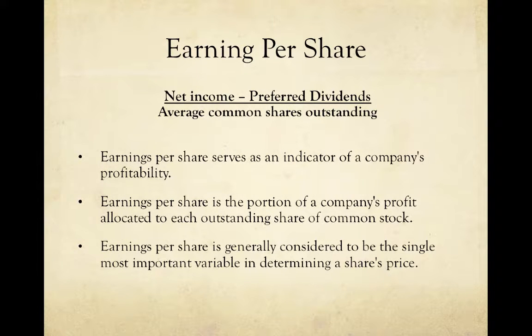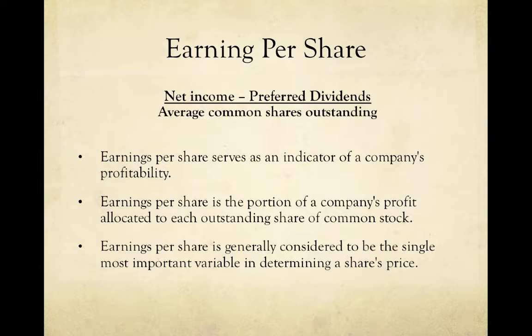Now, earnings per share is a measurement of profitability. It serves as an indicator of a company's profitability on a per share basis. Earnings per share is a portion of the company's profit allocated to each outstanding share of common stock. It's generally considered to be the single most important variable in determining a share's price. So when investors look at purchasing or investing in a company, they look at earnings per share.